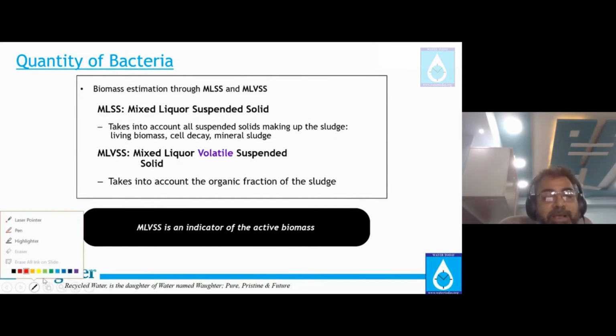The biomass is actually living biomass plus cell decay. That is the indicator of MLVSS. So active biomass is only the living biomass. So this is the difference when we understand. So even MLVSS is not the true indicator of how many bugs are available.